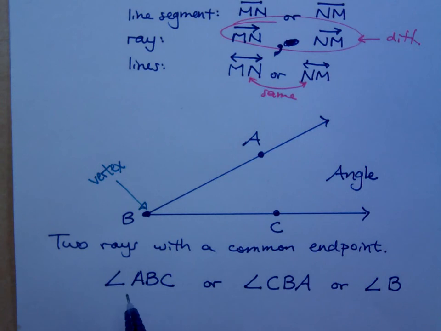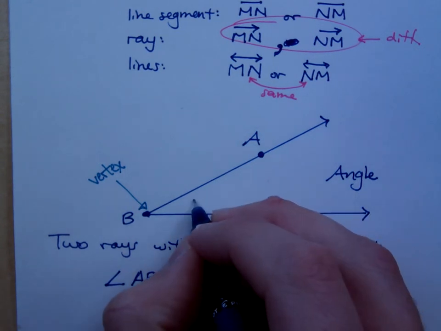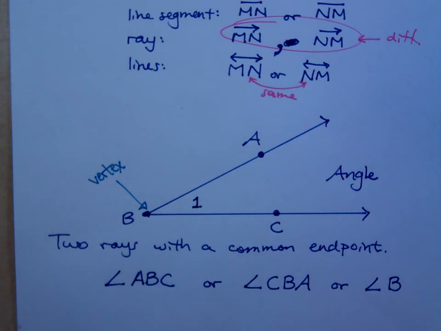So, a lot of different ways to label this, and sometimes you'll even have this. You may just have a number on the inside like this. And so we could call this angle 1.